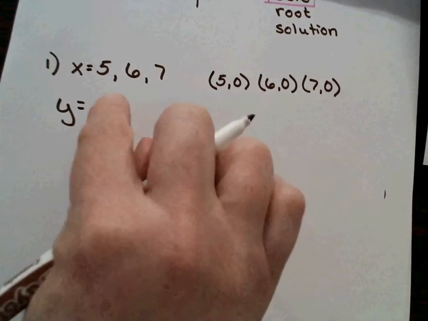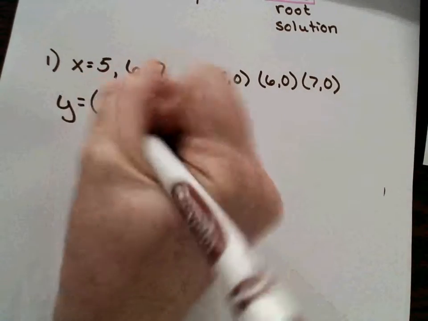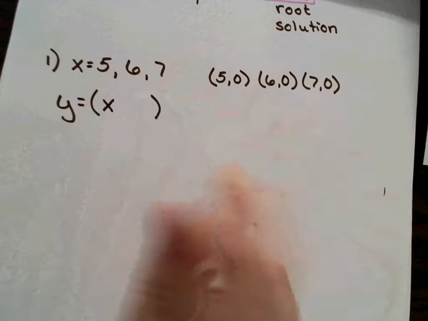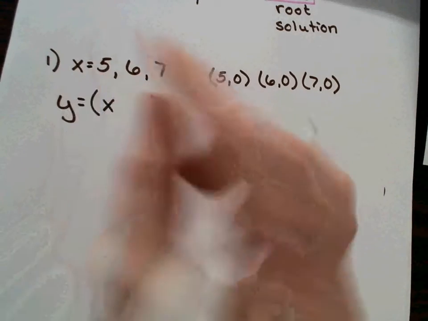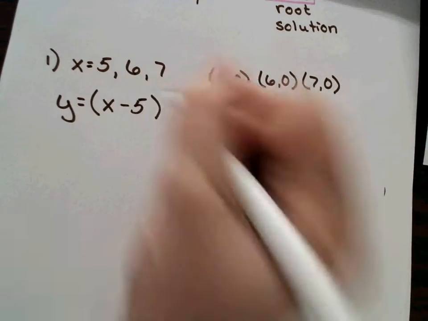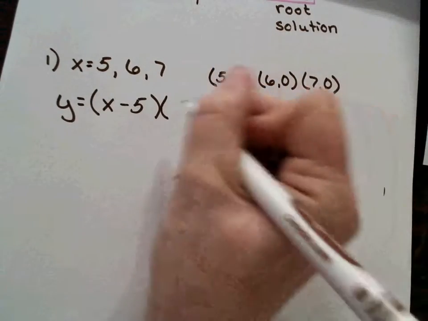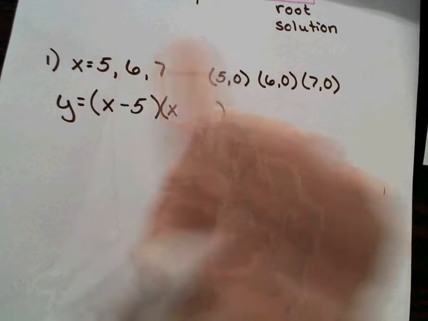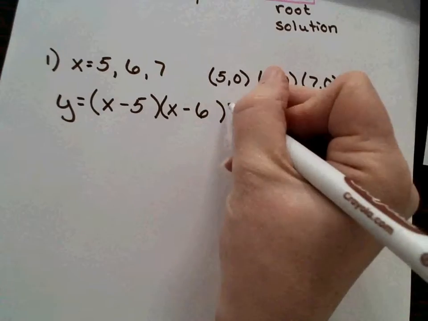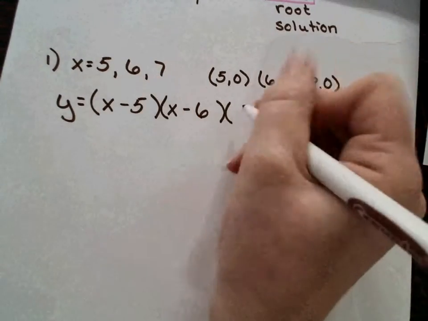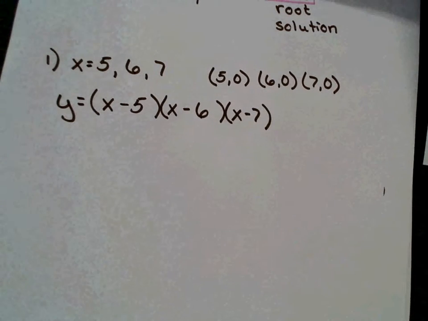I'm going to have 3 sets of parentheses here. And to get the first one, you're always going to have x and then the opposite of the number that you're given. So the opposite of 5 is -5, so I'm going to have x minus 5. Then I'm going to put my other set of parentheses, and here I'm going to have x and the opposite of 6, so x minus 6. And the last set of parentheses would be the opposite of 7, so I get x minus 7. And I just wrote my equation for that graph.